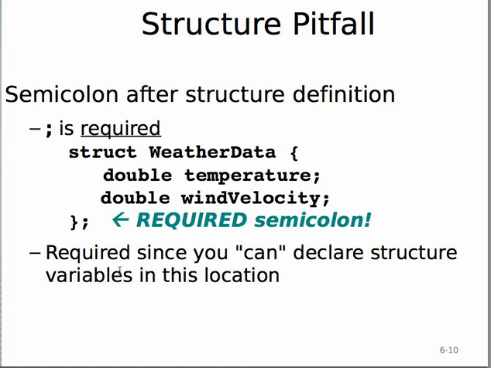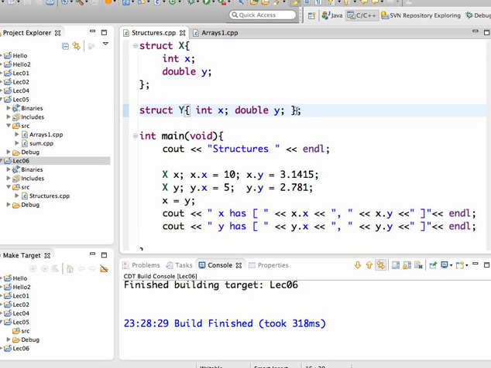Okay, so try not to forget this semicolon at the end of a struct declaration. This is required since you can actually declare structure variables in this location. What does that mean? It just means that you can have something like this. So now this my y struct variable is an instance of this y struct. And so you can still have other instances of y. For example, you can do it here. You can say y and a.